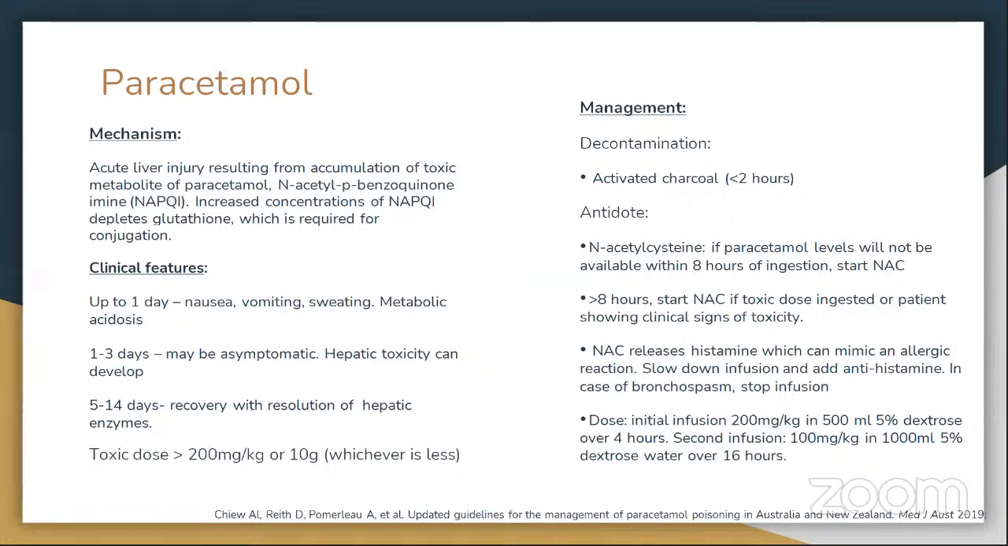So the management of paracetamol overdose. Decontamination: activated charcoal can be used, but that's if a patient presents to you in less than 2 hours. The antidote is N-acetylcysteine. If you do not have paracetamol levels within 8 hours of ingestion, which we usually don't, given our setting and how long it takes for the paracetamol level to be available, you would start N-acetylcysteine. If it is more than 8 hours since presentation, you start N-acetylcysteine if a toxic dose was ingested or the patient is showing clinical signs of toxicity.